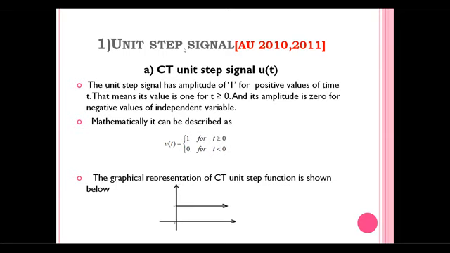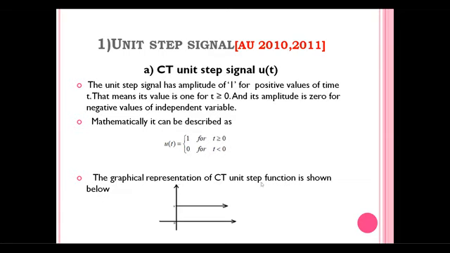In the unit step signal, there are two types of unit step signal. One is the continuous time unit step, and another one is the discrete time unit step. The first one, the continuous time unit step signal, is denoted as u of t. You see, this is the graphical representation of a unit step signal.